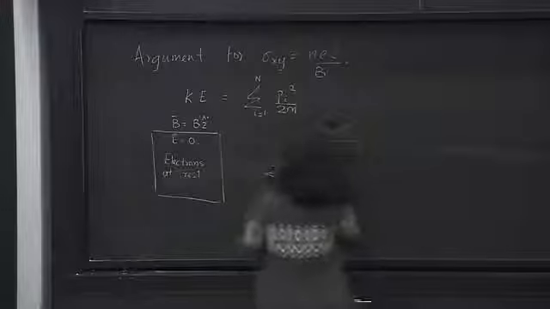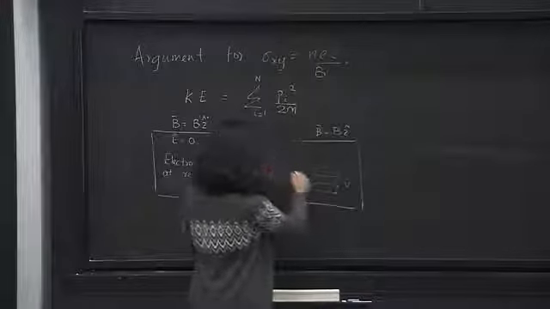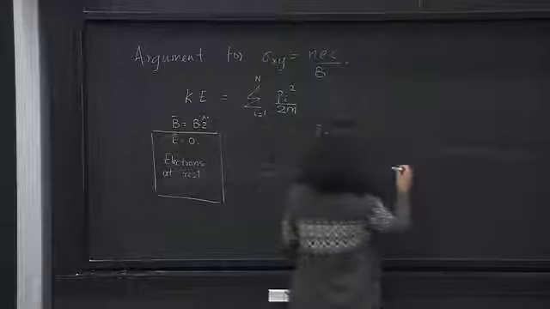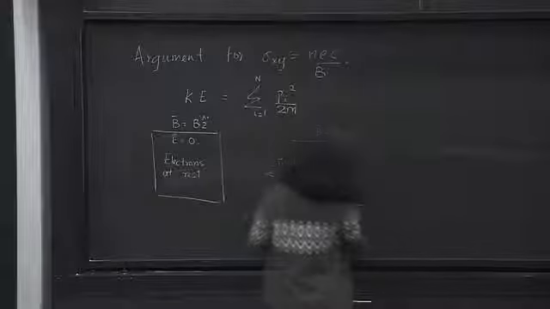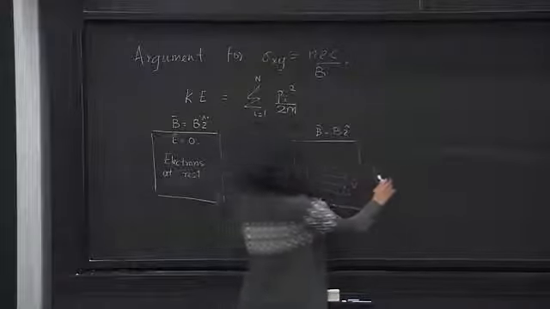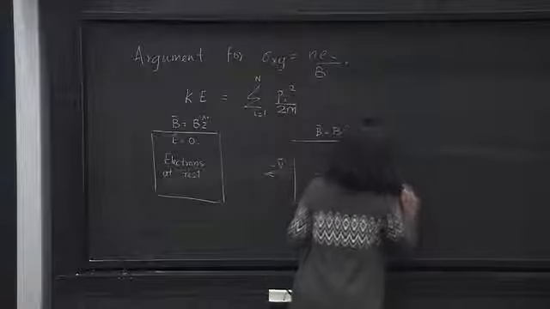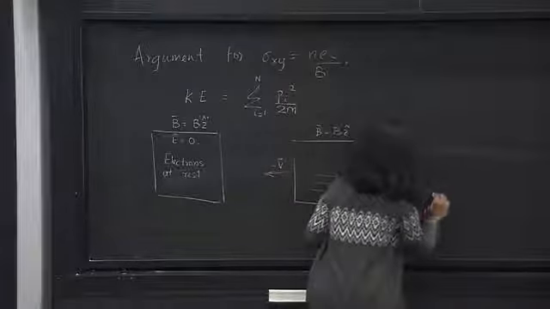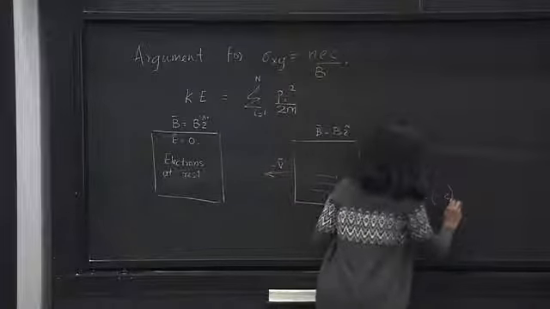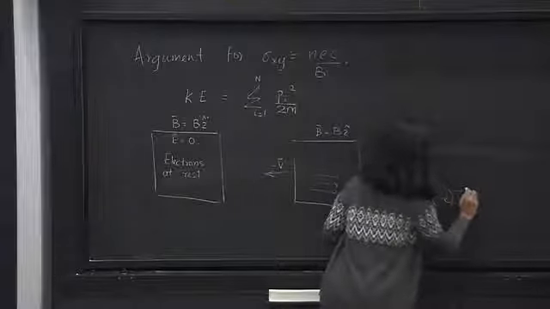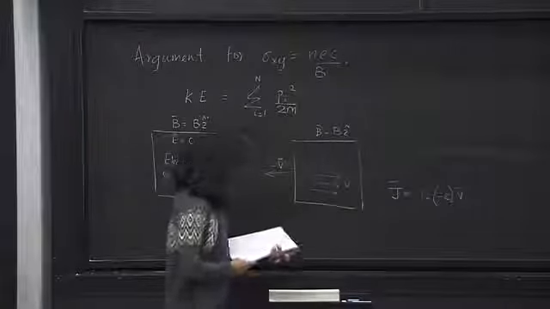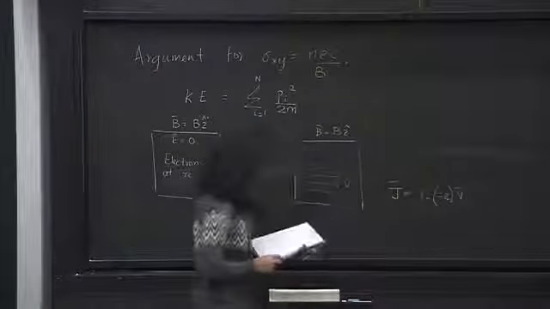Okay, so in this moving frame, there is a current density because the electrons appear to be moving. And this current density, J vector, is the density of electrons times their charge times their velocity. Okay, this is the areal density of electrons.